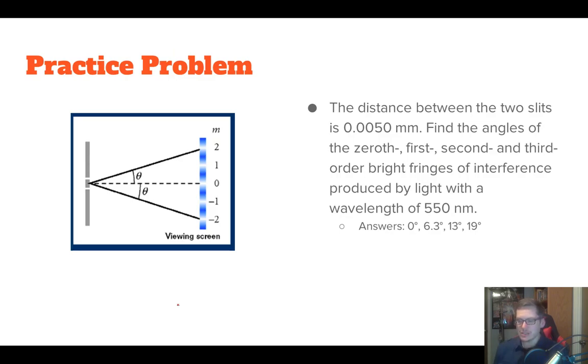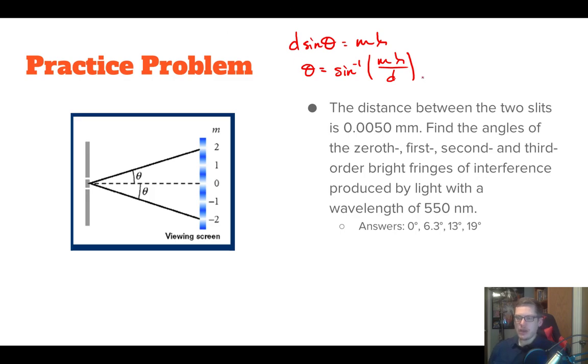Not too bad. It says the distance between two slits is 0.005 millimeters. Find the angles of the 0th, 1st, 2nd, and 3rd order bright fringes of the interference produced by a light with a wavelength of 550 nanometers. It asks for bright fringes, so we're going to have maxima, right? So d sine theta is equal to m times lambda. We're solving for theta, so theta is equal to the inverse sine of m times lambda over d.